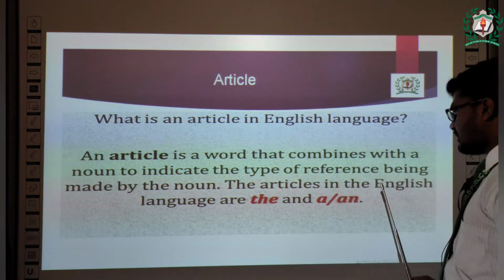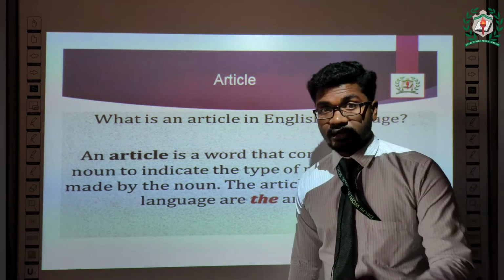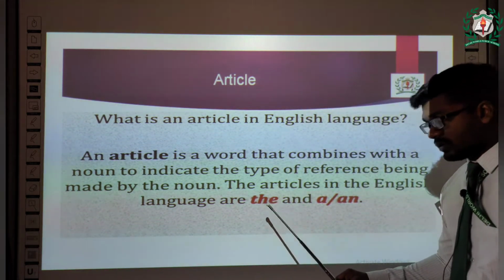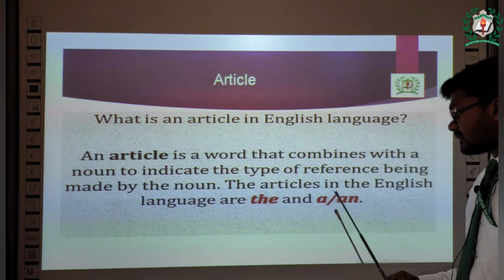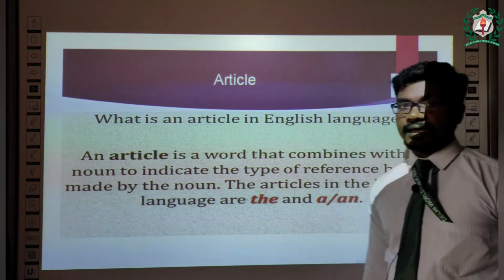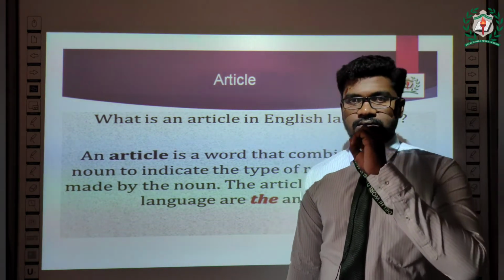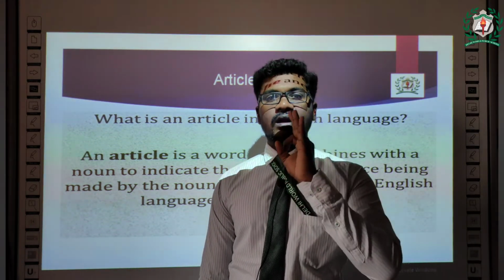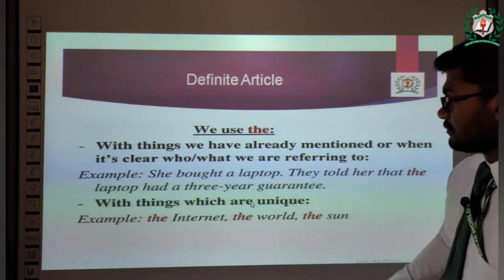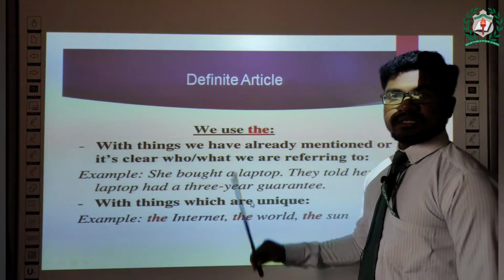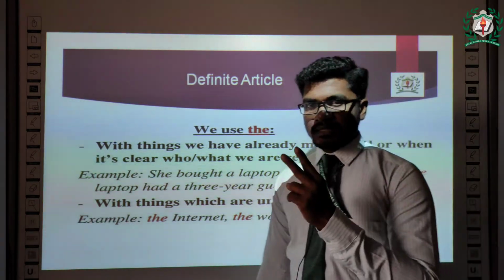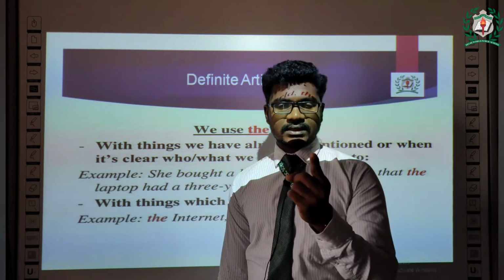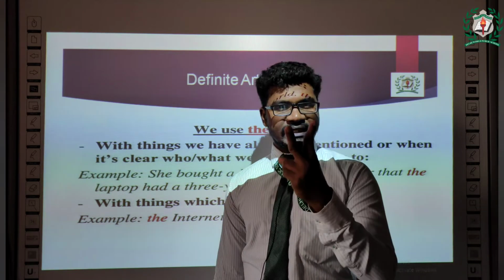The articles in the English language are: the, a or an. Articles are divided into two. One is the definite article and the other is the indefinite article.